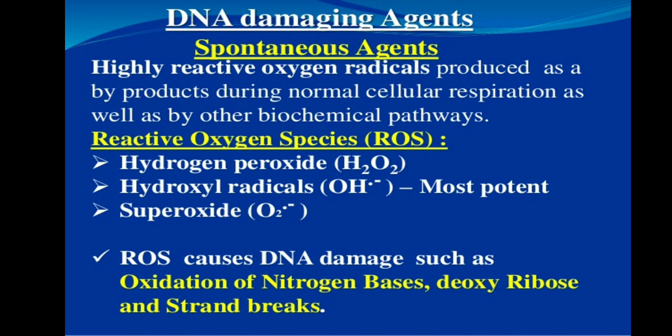DNA damaging agents include spontaneous agents, highly reactive oxygen radicals, which are produced as a byproduct during normal cellular respiration as well as by other biochemical pathways. These are reactive oxygen species, ROS, like hydrogen peroxide and hydroxyl radicals. These are the most potent.